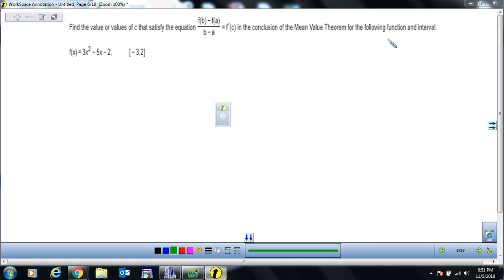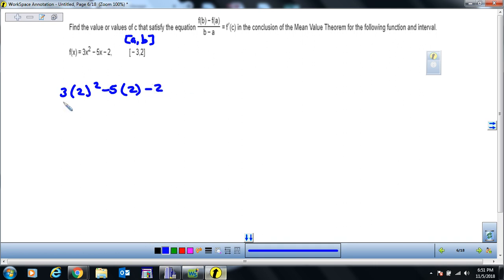This one says, find the value or values of c that satisfy the equation, which is the equation that we were given in the conclusion of the mean value theorem, for the following function and interval. So all you have to do for this one is follow the formula. So this is going to be a, this is going to be b. So I have to show that this is true. So we're going to do 3 times 2 squared minus 5 times 2 minus 2.